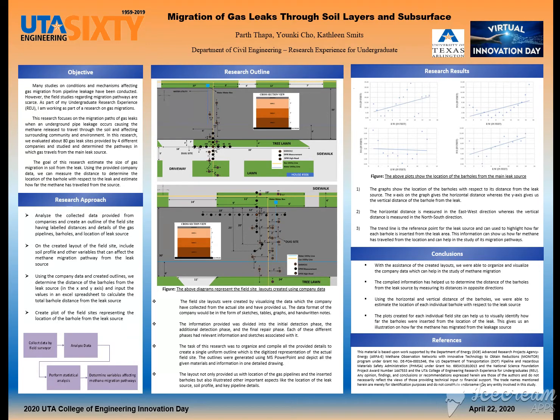The approach of this research is simple. We first analyze the collected data of the field sites provided by the companies. It is important to understand that most of the provided data is separated into three different sections: the initial detection, the additional detection, and the final repair. These data consist of tables with appropriate values, sketches, photographs, and handwritten notes. Our objective is to organize and analyze all this information to create a single outline of the field sites, illustrating all the given materials and details.